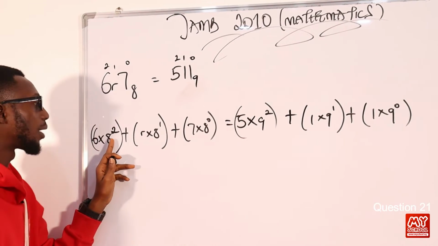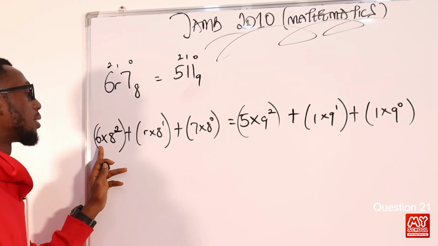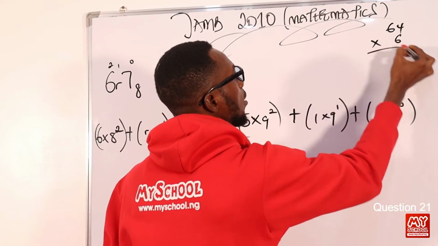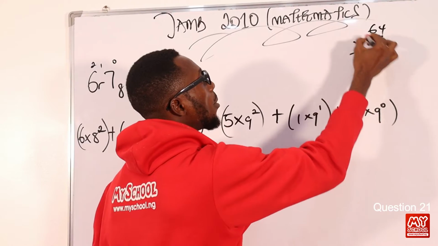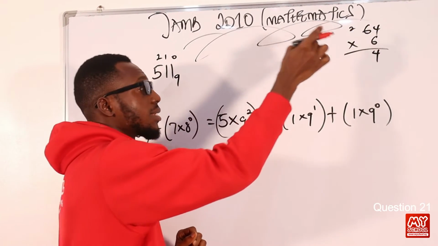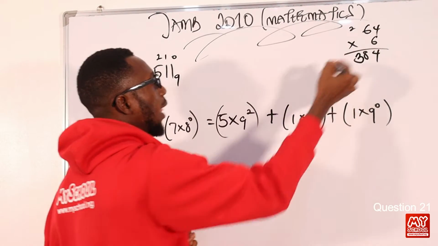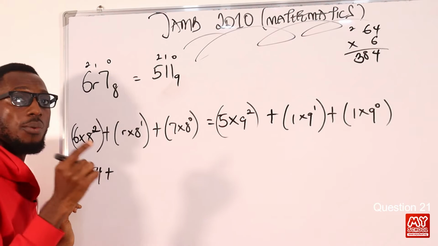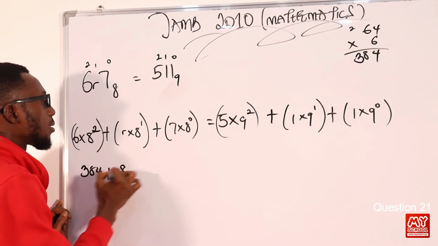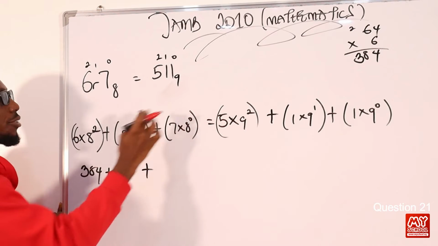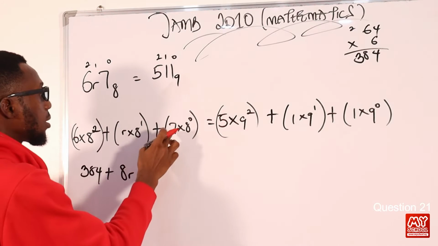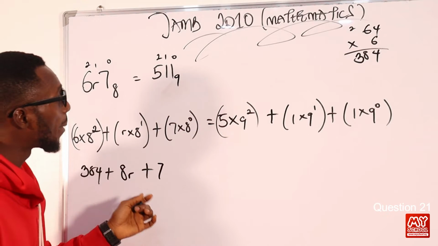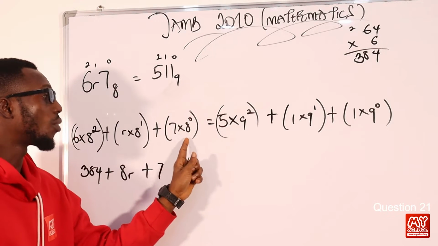So 8 raised to power 2, that is 64. 64 times 6, you can punch your calculator or you can join me to do this. 6 times 4, I have 24. Lift 2. 6 times 6, that is 36, plus 2, that accounts for 38. So I have 384 added to 8 raised to power 1, that is 8 times r, I have 8r. Then 8 raised to power 0, that is 1. 1 times 7, I have 7. As well, any number or letter raised to the power of 0 equals 1.